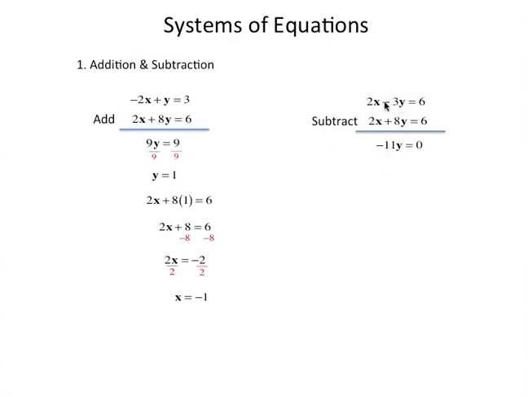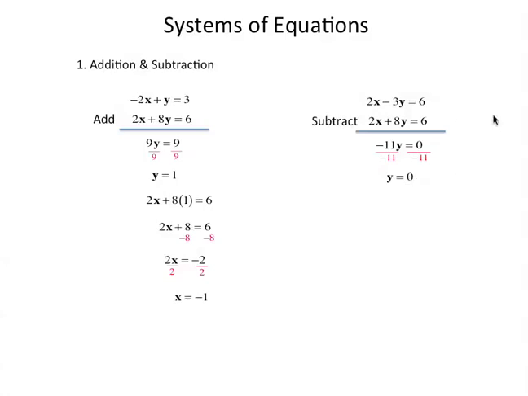Then negative 3y take away 8y is, well, you have negative 3y and negative 8y. You're going to put those together, negative 11y. And then 6 take away 6 is 0. So we have negative 11y equals 0. Divide both sides by negative 11, and that gives us y is equal to 0.